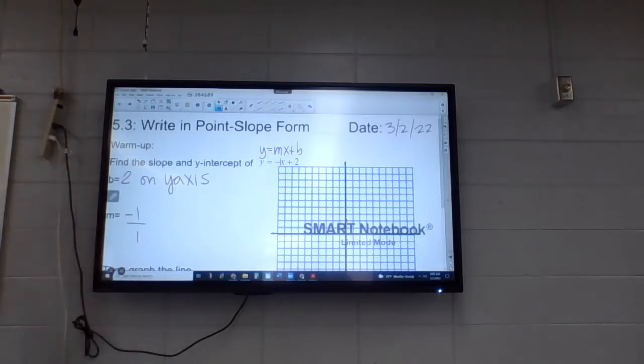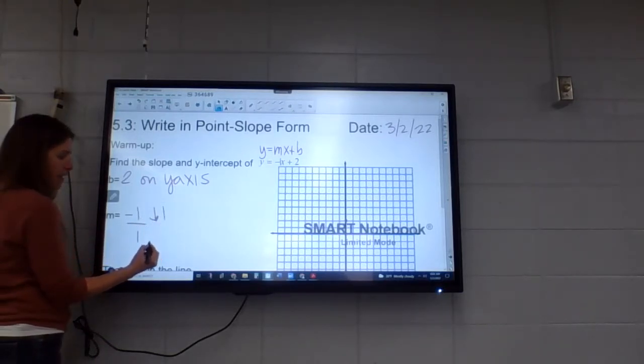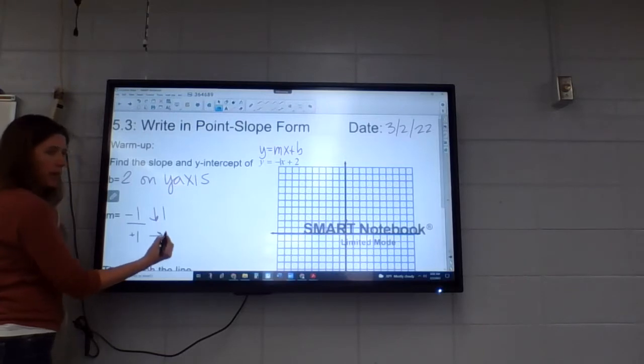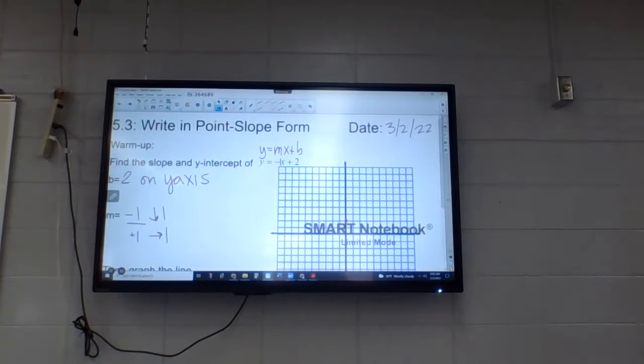So we put that over 1. Now when we have negative numbers, guys, make sure you're focused here. When we have negative numbers, the negative can go on the top or the bottom. It shouldn't go in both spots, otherwise two negatives actually make a positive. So this should be down 1, and then also positive 1, so right 1. So down 1, right 1.